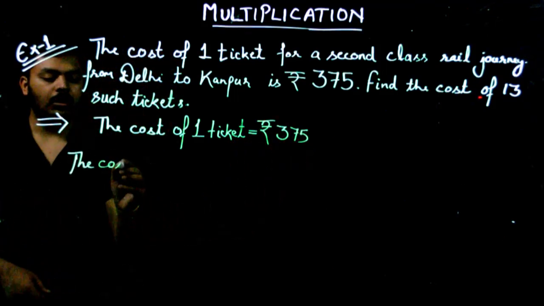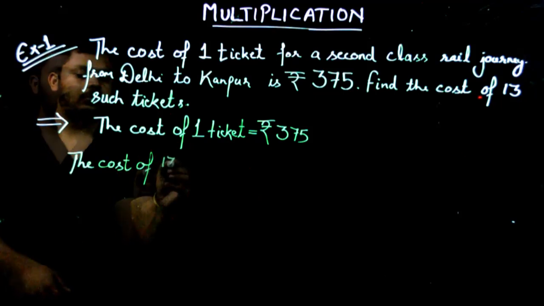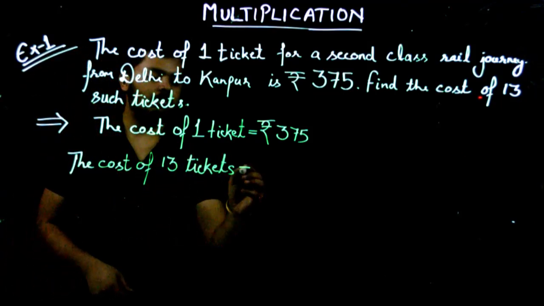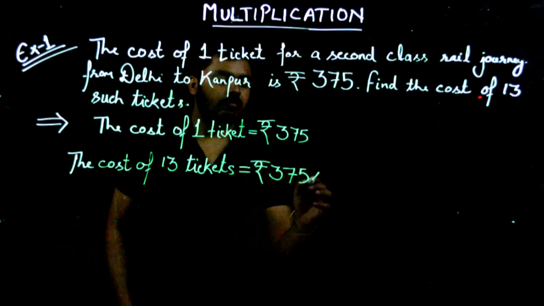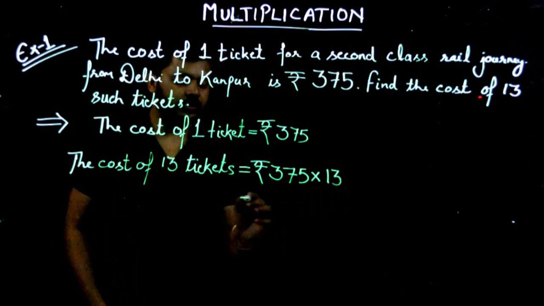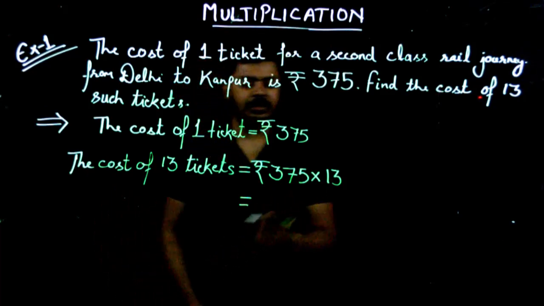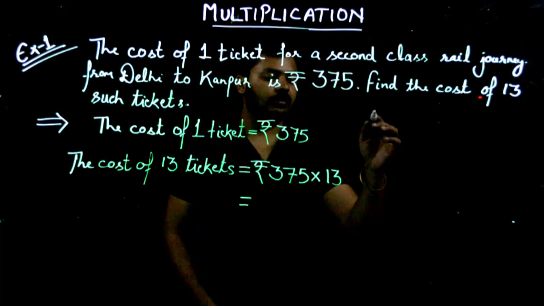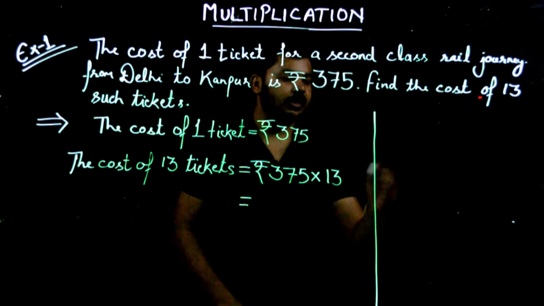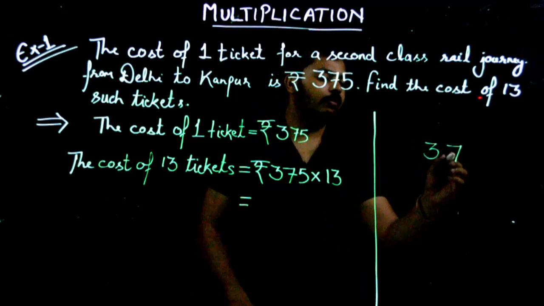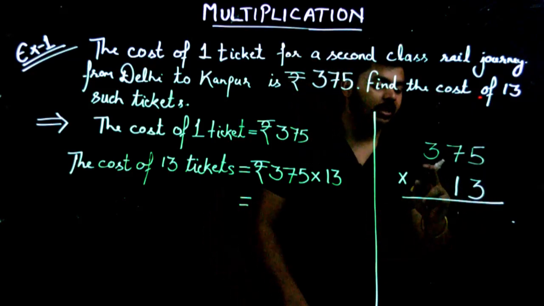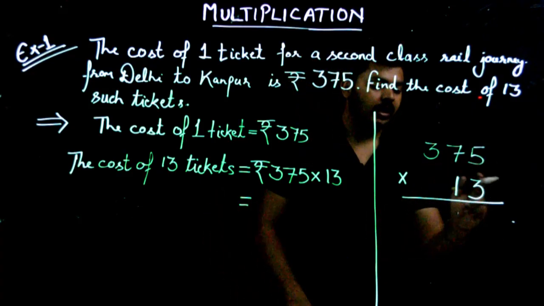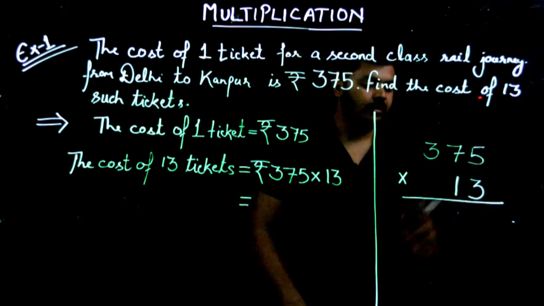375. Now the cost of 13 tickets will be equal to rupee 375 multiplied by 13, which is equal to, now we have to multiply 375 by 13. So let's do our calculation here. 375, and we have to do multiplication. First we have to multiply the complete term by 3 and then the complete term by 10, as 13 can be written as 10 plus 3.